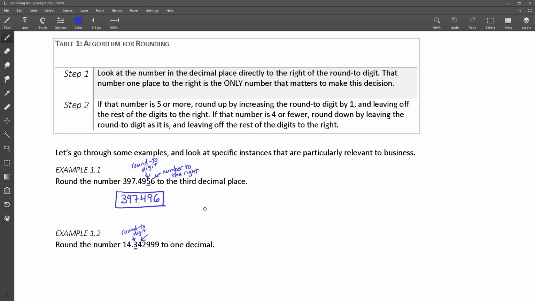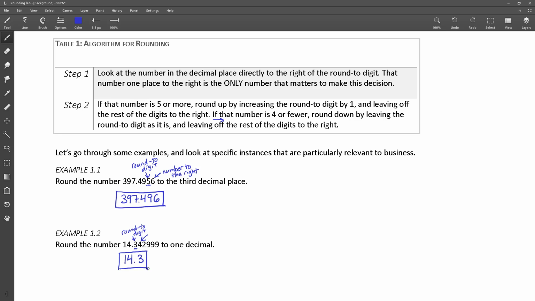If that number is 5 or more, round up. Nope. If that number is 4 or fewer, so we're going to start there, round down by leaving the round 2 digit as it is and leaving off the rest of the digits to the right. So that is the situation we have here. The digit to the right of our round 2 digit is 4. That's 4 or less. Some people say it as less than 5. And so we're just going to cut off everything to the right of this 3 in the first decimal place. And so the answer is going to be 14.3.